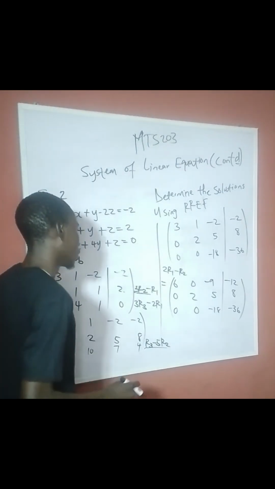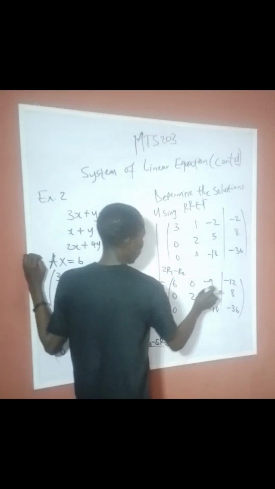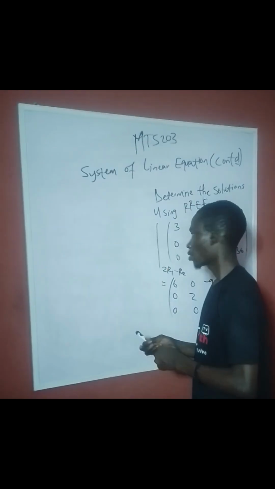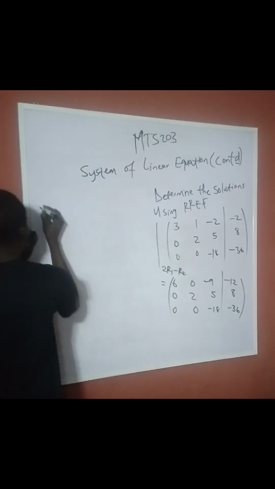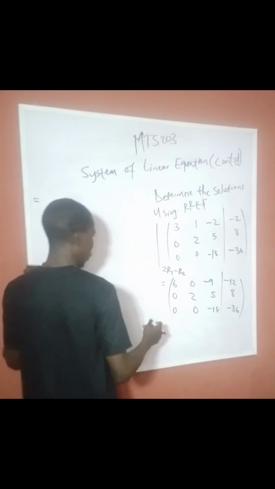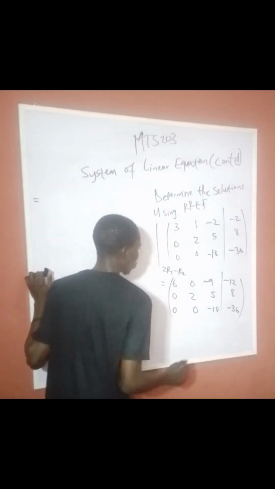Okay, what's the next thing? The next thing is to reduce my minus 9 and 5. Let me start with 5. Don't forget my 5 is in my second row. So how do I reduce that?